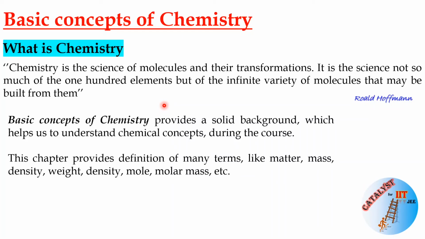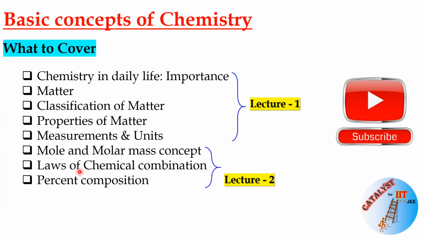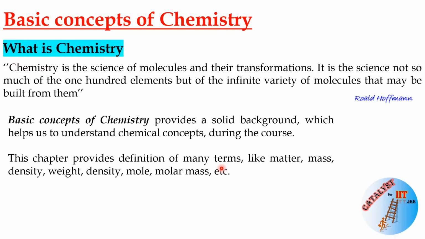So this chapter will provide you background knowledge which will help you to understand the further chemical concepts during the whole course, in your 11 and 12, also for your NEET, JEE Main and JEE Advanced. This chapter specifically provides some very important definitions like matter, mass, density, weight, molar mass, etc. This chapter also deals with a very important part, the laws of chemical combination. You need to understand this, and we will cover that in our lecture 2.